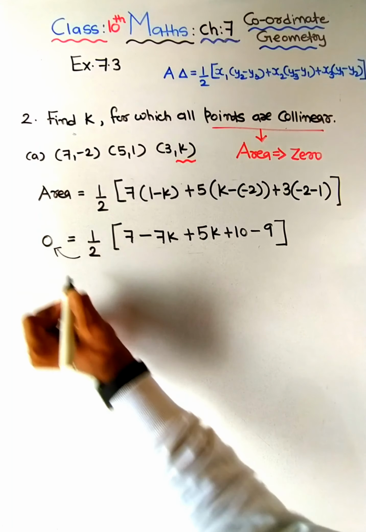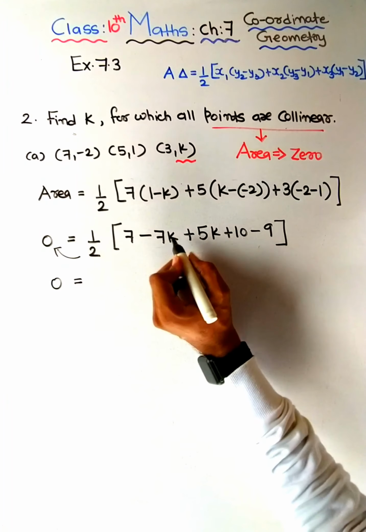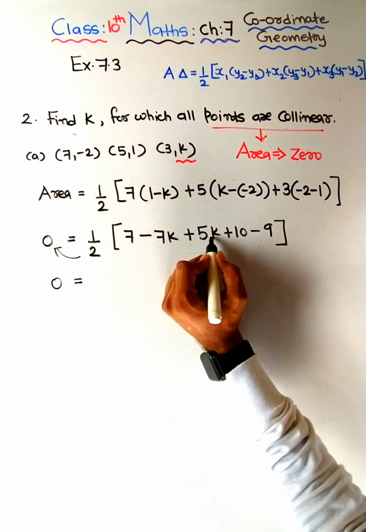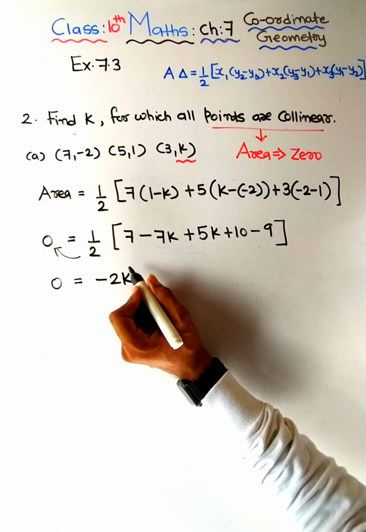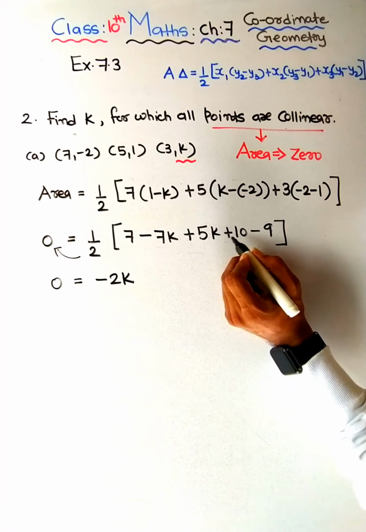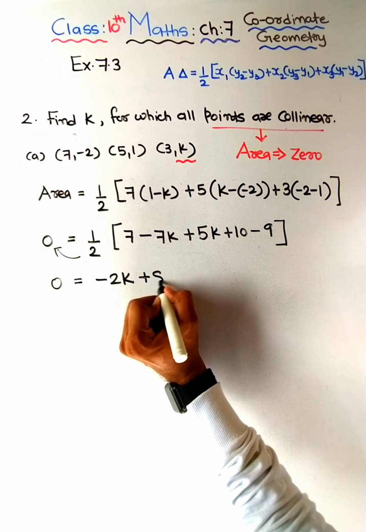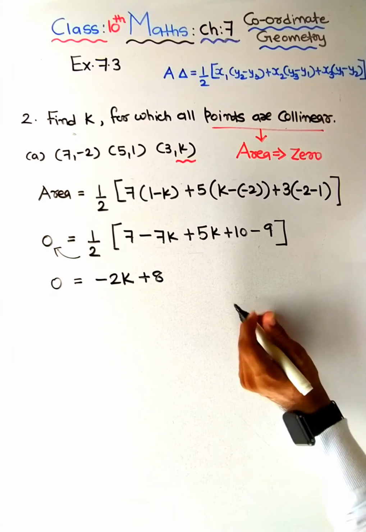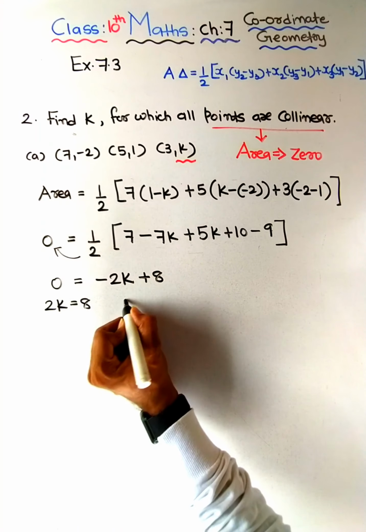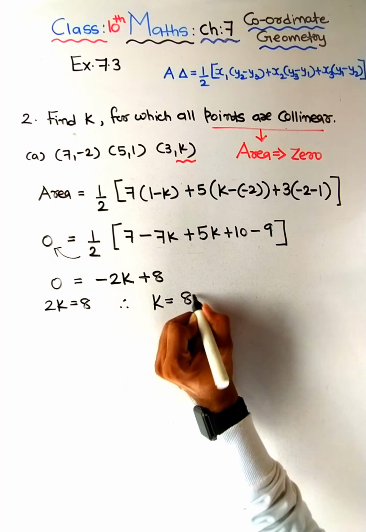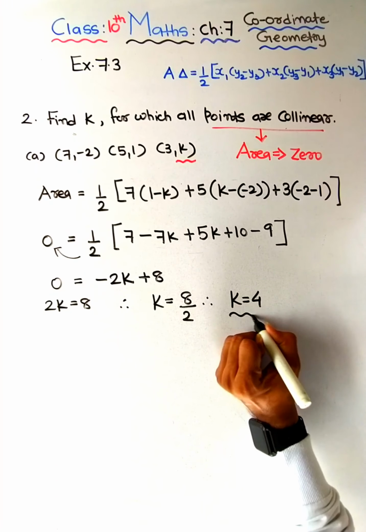Take this 2 on this side, becomes 0, so here we have 0. Let us solve this bracket now. Inside we have minus 7k plus 5k. That means now we have minus 2k. Talking about the numbers, here we have 10 minus 9 as 1, and 1 plus 7 is 8. So now what we will do, we will take this 2k on this side. So we got 2k equals 8, hence k equals 8 by 2. So we got the value of k as 4.